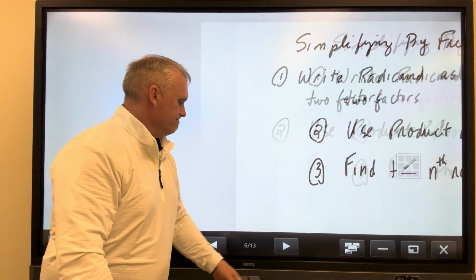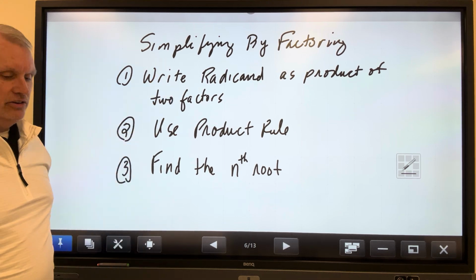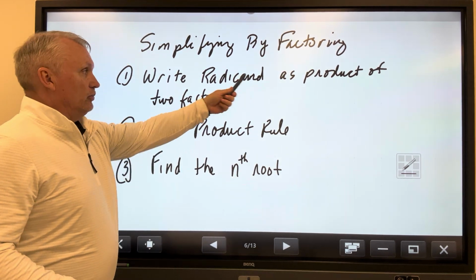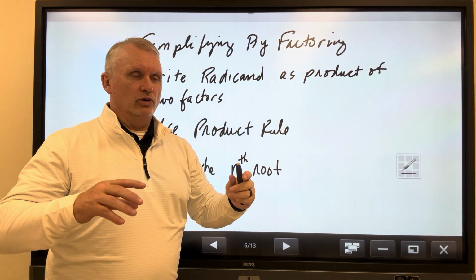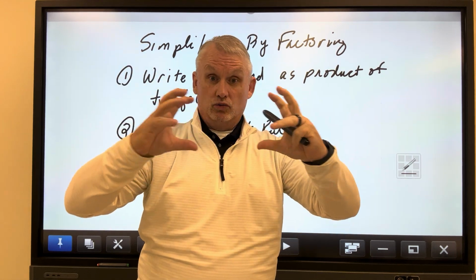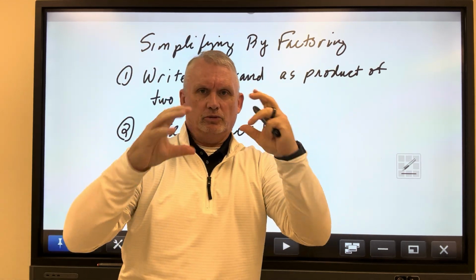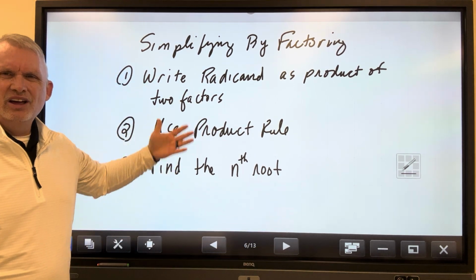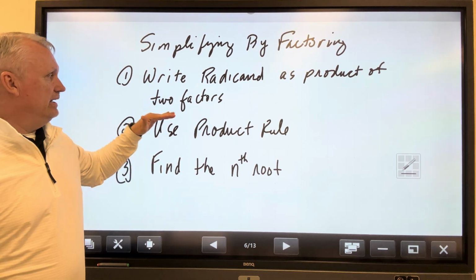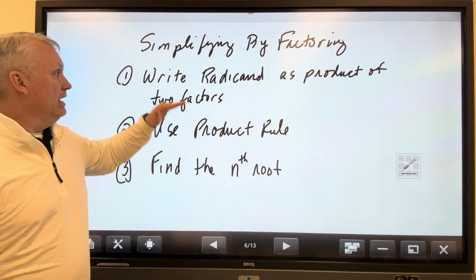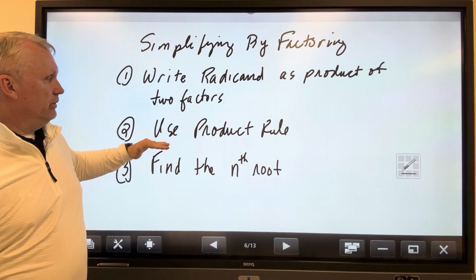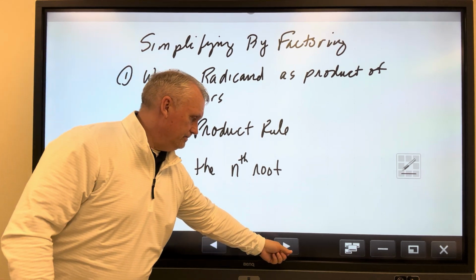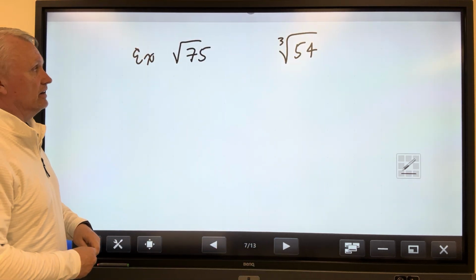Okay? Simplifying by factoring, this is now where we start to actually get a little bit more complex. Write the radicand as a product of factors. So in other words, underneath that radical sign, I'm going to write that thing out as a product. Two things multiply together. Use the product rule, and then I'm going to find the nth root. Now you're saying to yourself, okay, I don't get all this, but you will see exactly when I start to do an example how we do this, how we use this product rule, and how we find the nth root. You will see that. Okay. So if I take a look, I have two examples here.